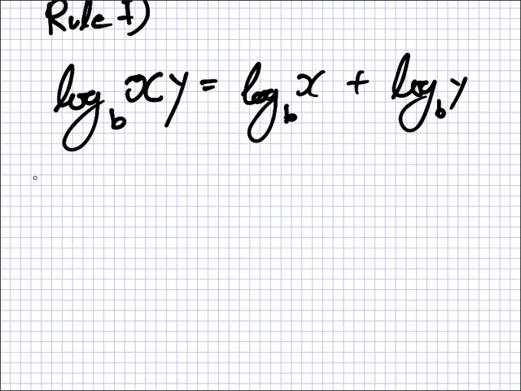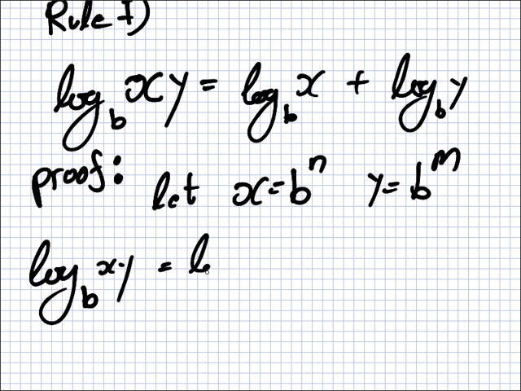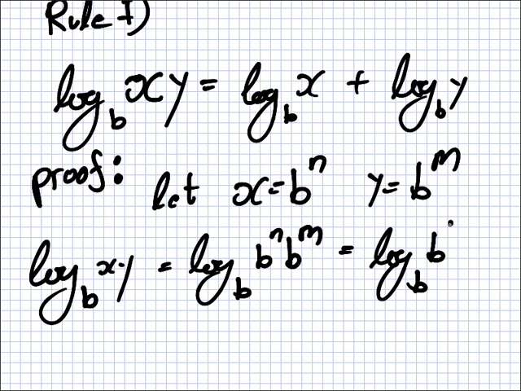Okay. The proof now for this one. So a lot of these proofs work along the same lines. What you do is you say let x equal b to some power and let y equal b to some other power. So then you have log b of xy would equal log b of, and x is b^n and y is b^m. And that would be log b of b to the power, what power do we have here? n plus m. Yeah?